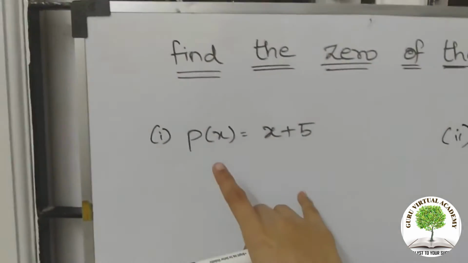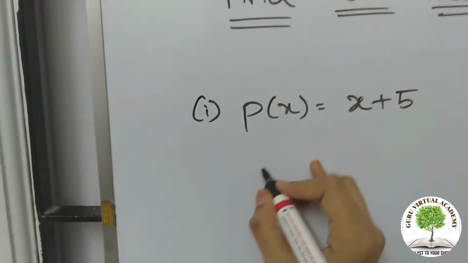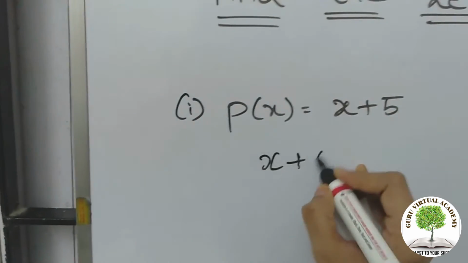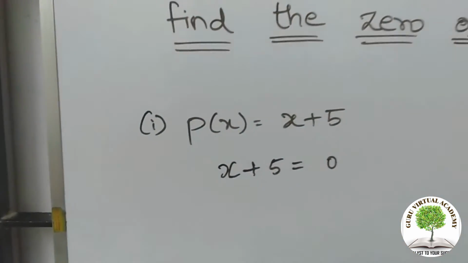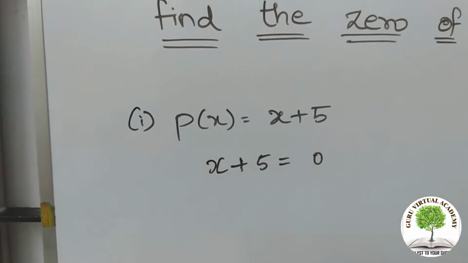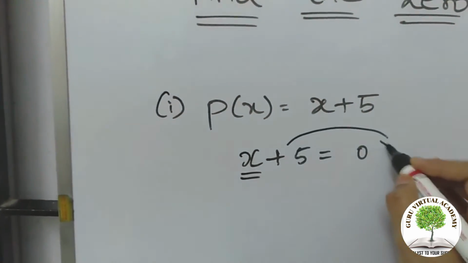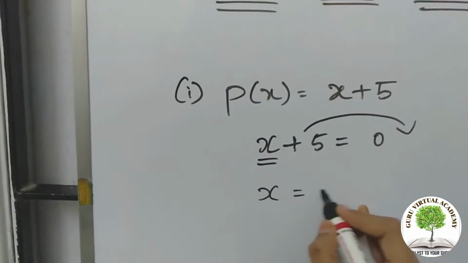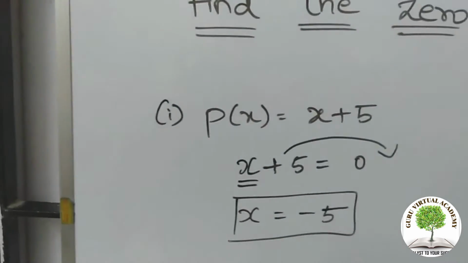So my first question is P of x is equal to x plus 5. So now let us consider x plus 5 is equal to 0. So it is more similar to solving an algebraic equation. So to find x, what you will do is you will take this 5 to the other side. So x is equal to minus 5. Now this is your value.